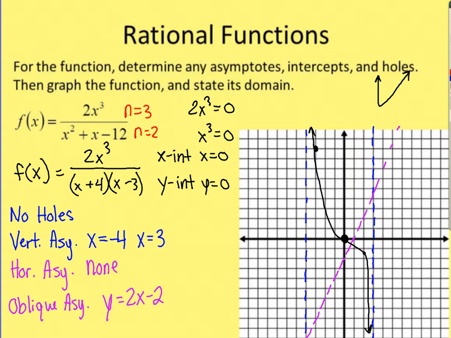The domain in this case, there is no holes, so it will just be our asymptotes again. So the domain, x cannot equal negative 4, and x cannot equal 3.